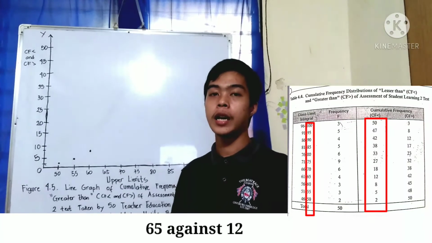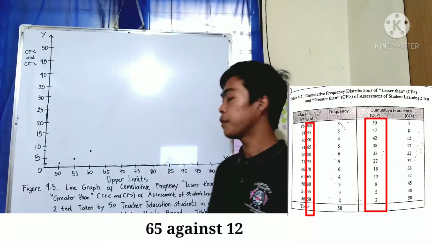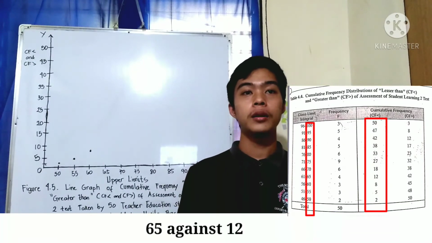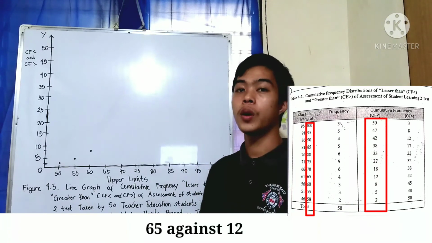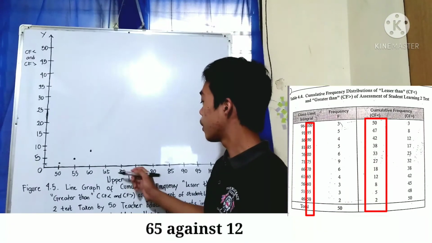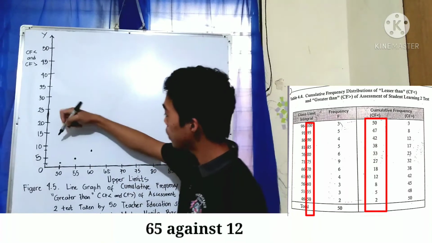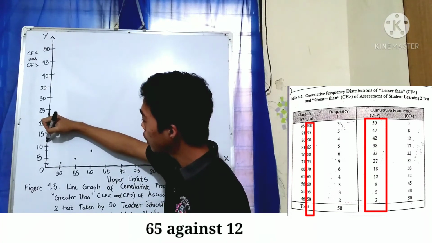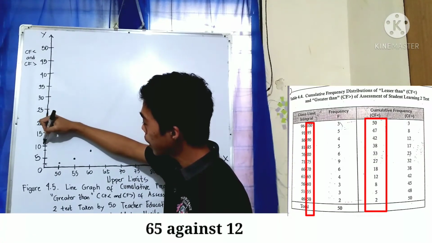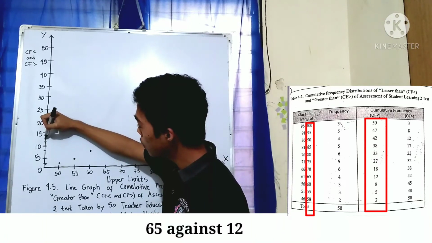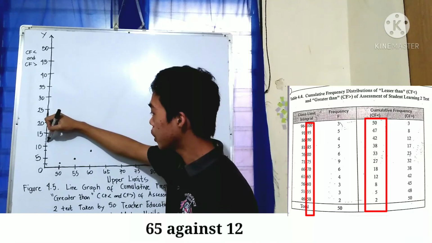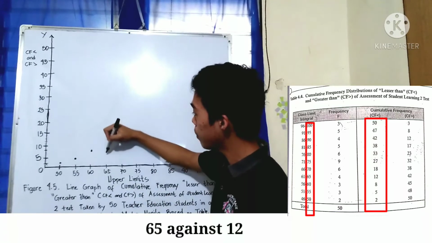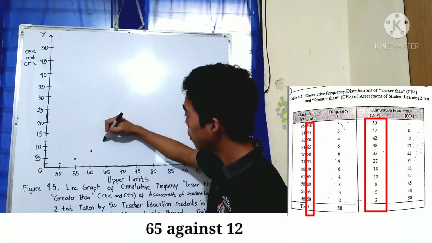Next, in the upper class limit of 65, there are 12. So 12 must be here. So if this is 10, 11, 12, 13, 14, 15, then 12 is right here. So 65 against 12.